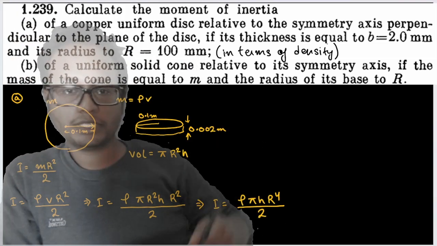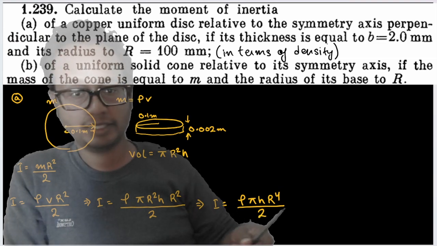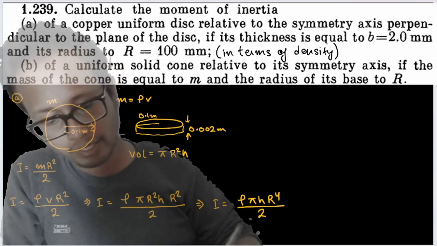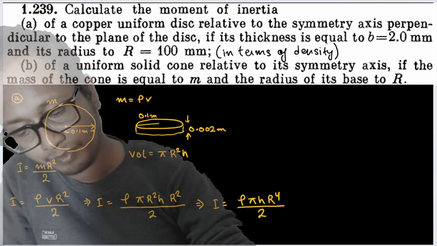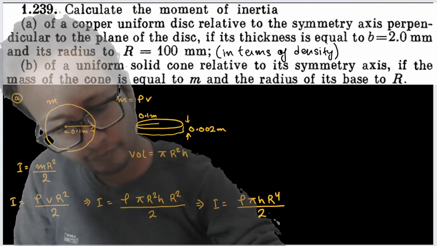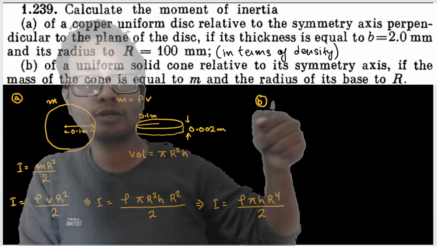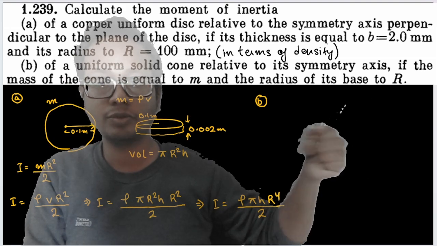So part A of the question was nothing but density of the disk, rho into pi into h into r to the power 4 by 2. Now part B of the question is a solid cone. Uniform solid cone, mass is equal to m, base radius is equal to r.